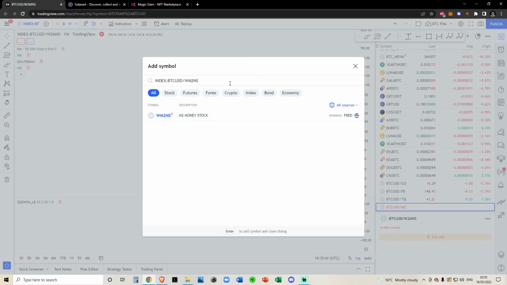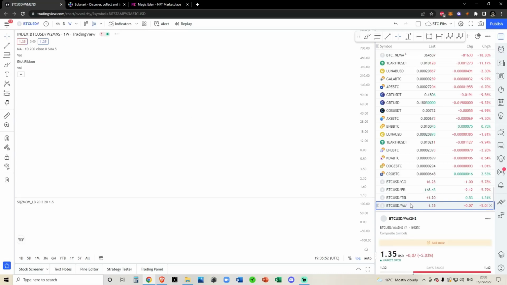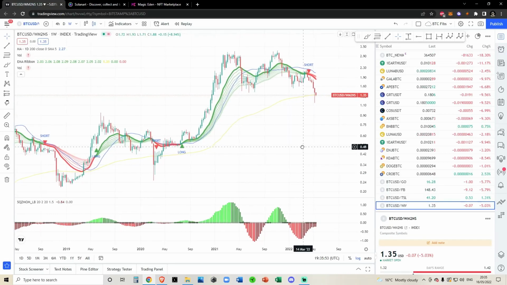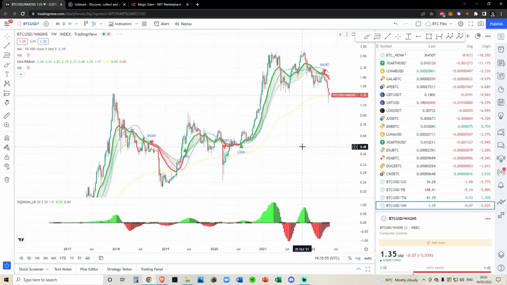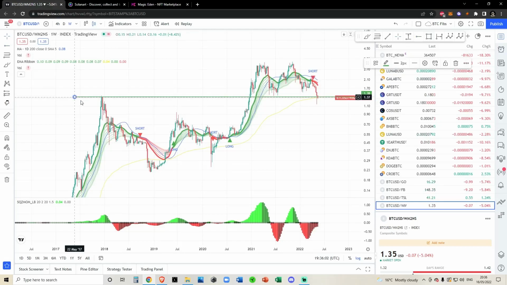This is not the chart you want. You simply want to hit enter one more time, and boom, we're going to remove that other chart simply by clicking this X symbol here, and then we're going to click on our new chart, and you can see this is Bitcoin against the M2 money supply. And once again, you might be thinking, why would we compare Bitcoin against the M2 money supply? Well, it's for a very simple reason.